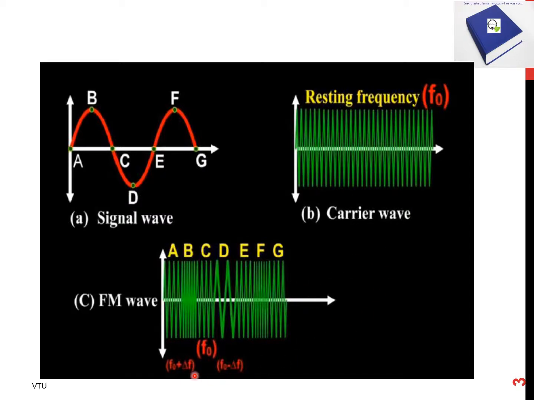f0 plus delta f and f0 minus delta f is the frequency deviation. Here f0 is the frequency of the carrier, the resting frequency, and the modulated signal varies plus or minus from this frequency. Here it is plus, and in this case it is minus, the low frequency. That is the frequency deviation occurring in the FM modulated signal.